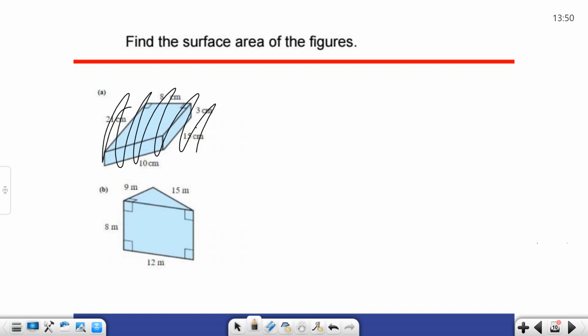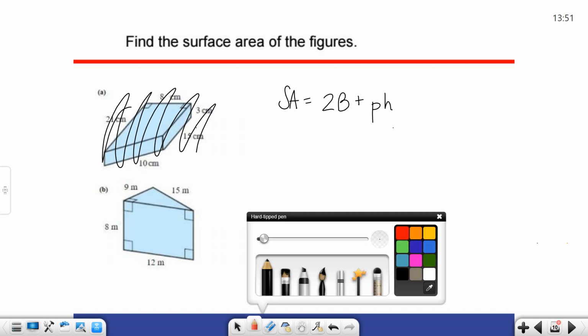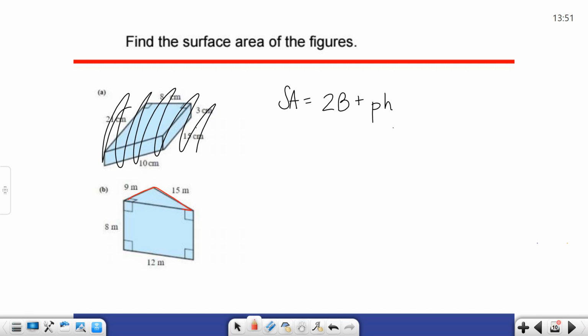Okay, so again, it is a prism there. So we're going to say it's 2b plus pH. Okay, this time my base is a triangle. Okay, so let's talk about this triangle. I'm going to color it red. Okay, here's my right angle, right? So that means that over there is the hypotenuse.